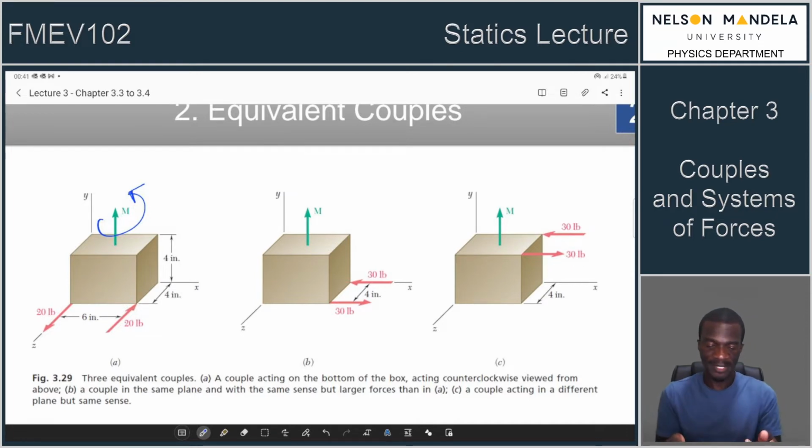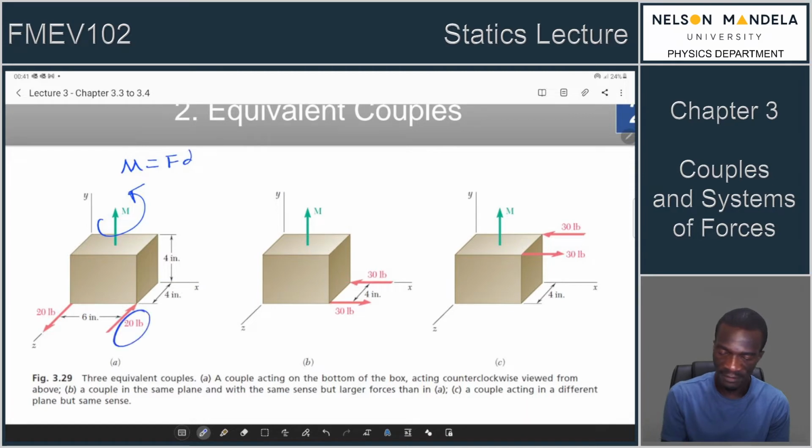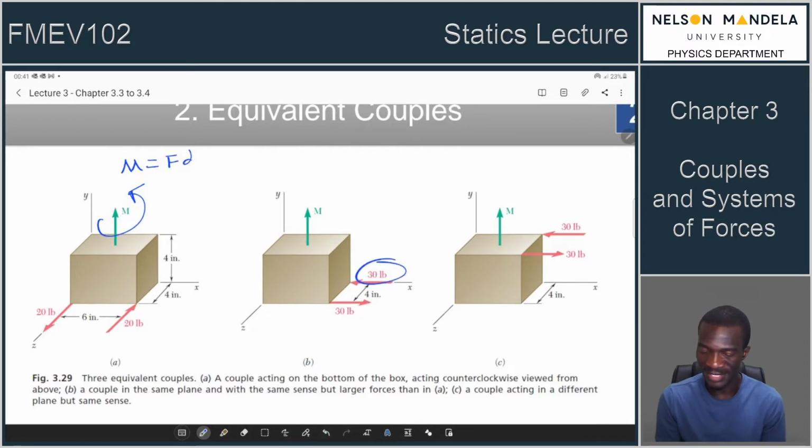So they tend to what? To twist. They tend to twist and rotate this, and you can actually calculate the moment being equal to Fd. You've got your F values there, and you've got your d given, so life is good. Then if you look at the second stage, you've got a 30 pound force, 30 pound force, a couple by virtue of magnitude and parallel orientation and different directions. Distance between them, 4 inches this time.